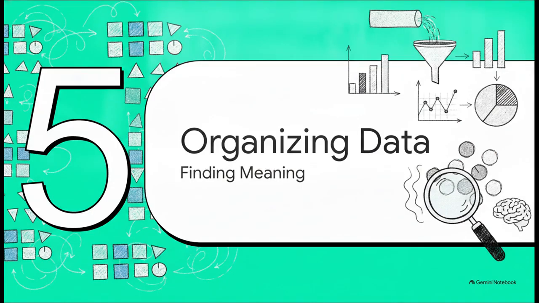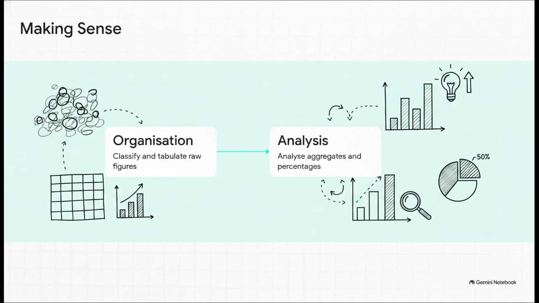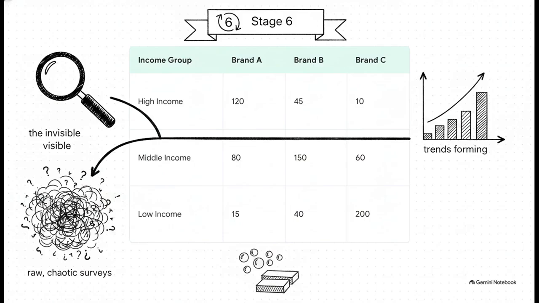Section 5, Organizing and Interpreting Data. We have entered the analytical phase, where the messy, raw data finally starts to reveal its hidden secrets. In Stage 6, we organize the data through classification and tabulation. Raw figures are unwieldy and frankly almost impossible to interpret on their own. We have to arrange them into tables and graphs so their significant features actually stand out. Then, we move to Stage 7, Analysis and Interpretation. This is where we look at aggregates and percentages to draw real inferences and understand exactly what our data is trying to tell us.